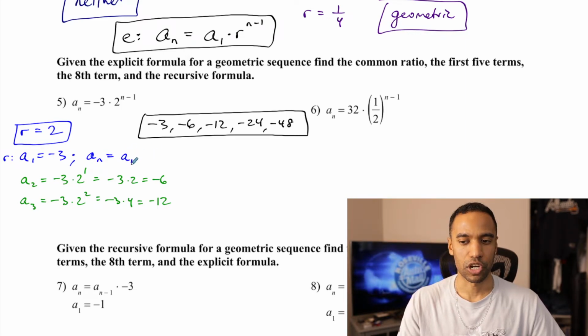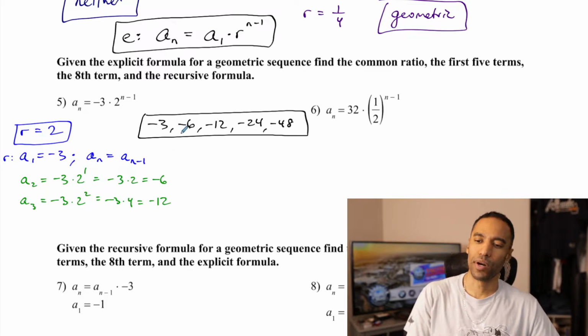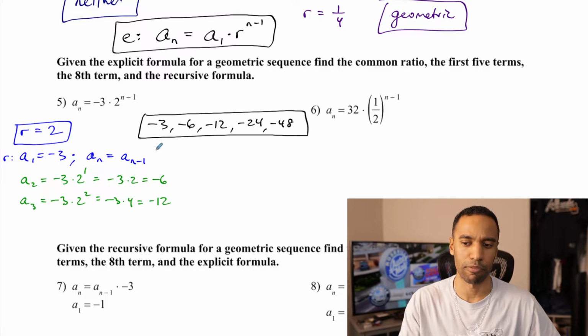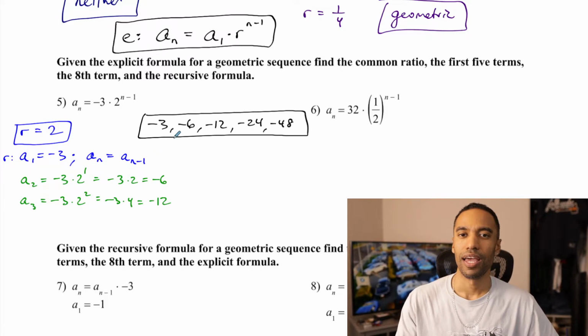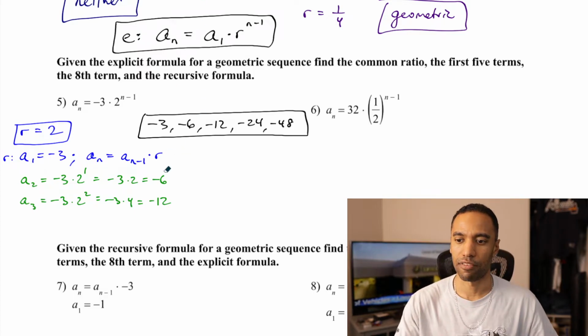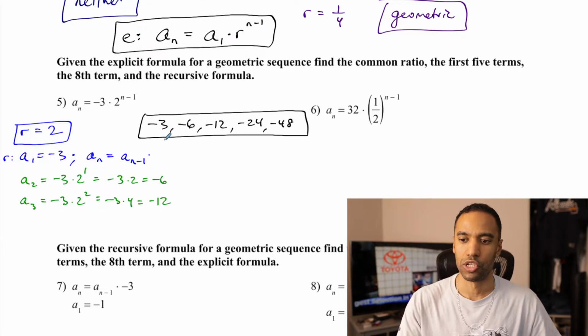You take the value of the term before it. And what do you think we do here? If the explicit formula for an arithmetic sequence says take the value of the term before it and add your common difference, here we're going to multiply our common ratio. So instead of an R here, of course, I'm going to be placing 2.